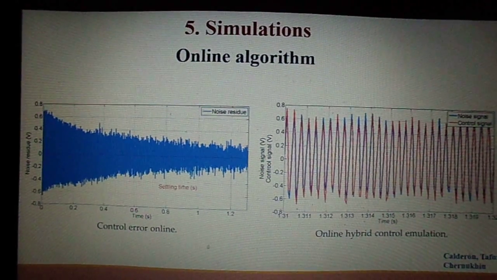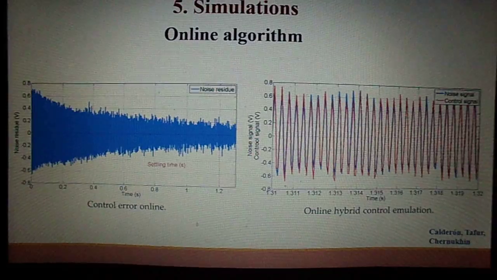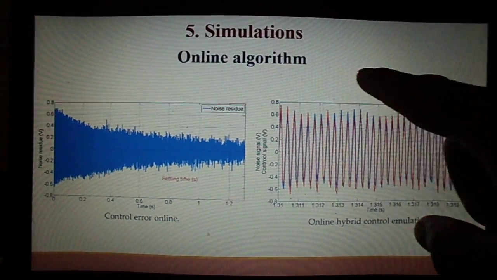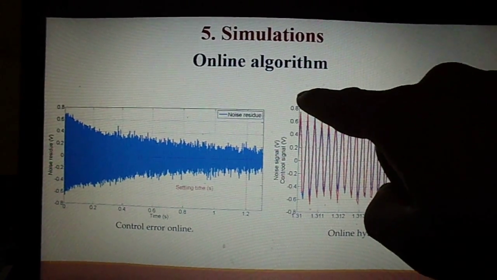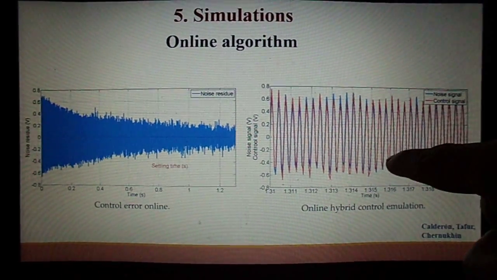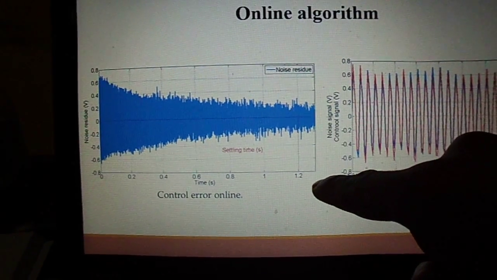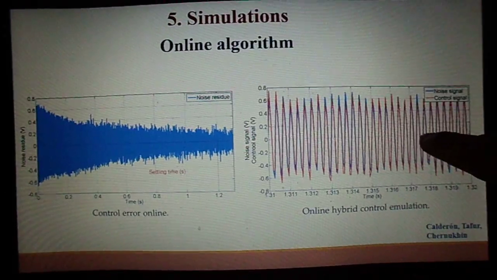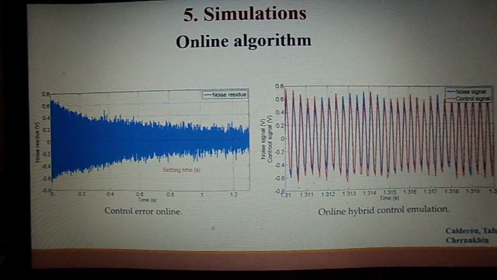The experiment before this one was analyzed with other algorithms. Online algorithms were chosen, and the hybrid algorithm, but the identification process was executed inside the control algorithm in order to get a settling time of approximately 1.2 seconds, but the noise reduction has a good response compared to the last algorithms.